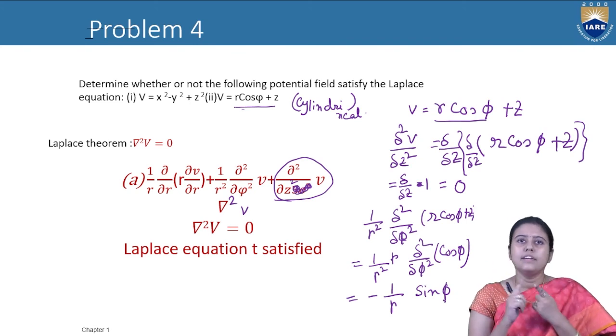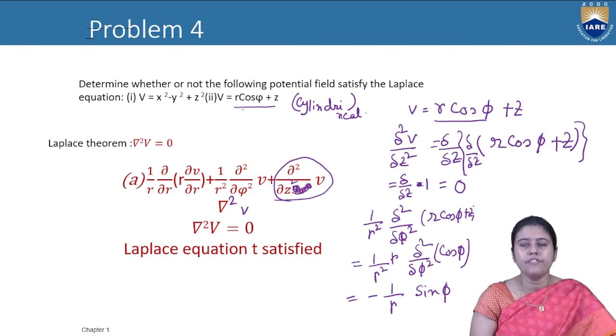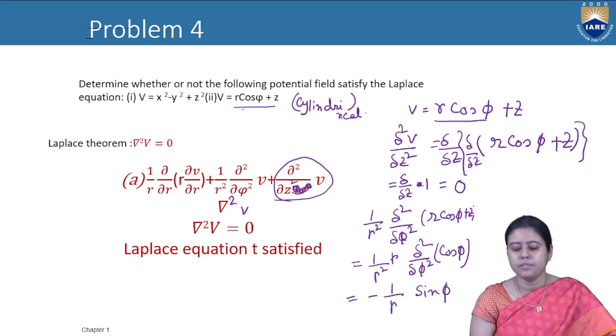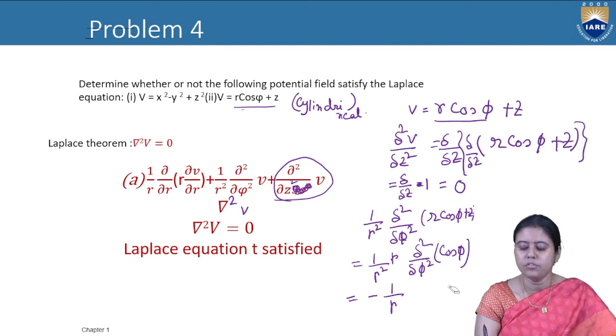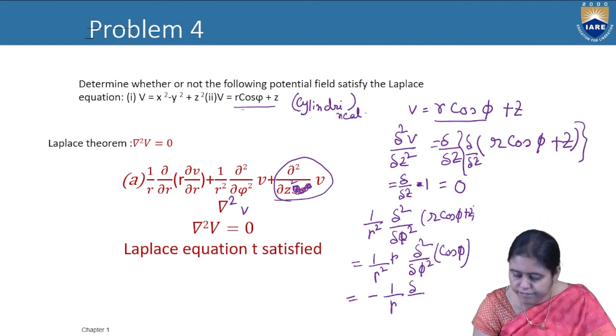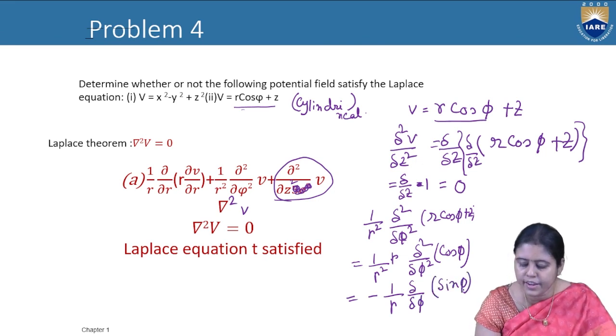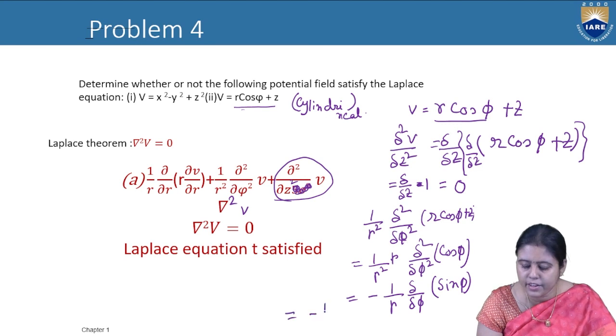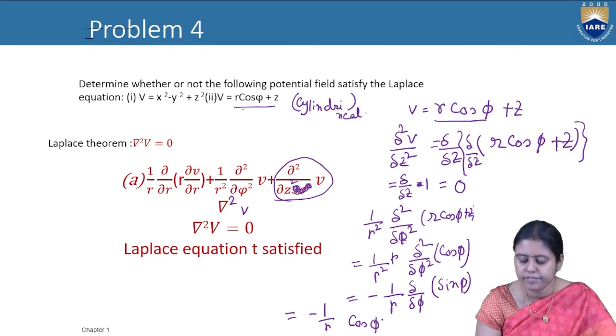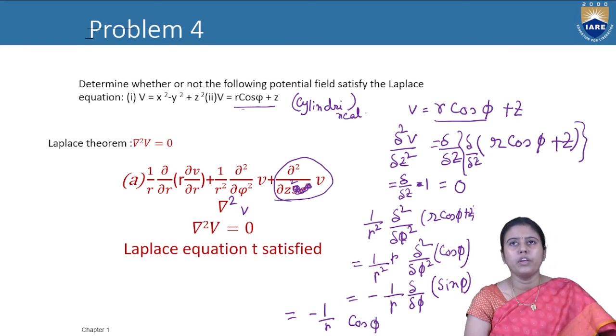How? First del by del phi of cos phi is equal to minus sin phi. For the second time, when we are differentiating it, we are getting the opposite. So first cos phi to sin phi, again sin phi to cos phi. So first time we are getting minus sin phi. Next time we are getting minus 1 by r cos phi. So we got the two equations.